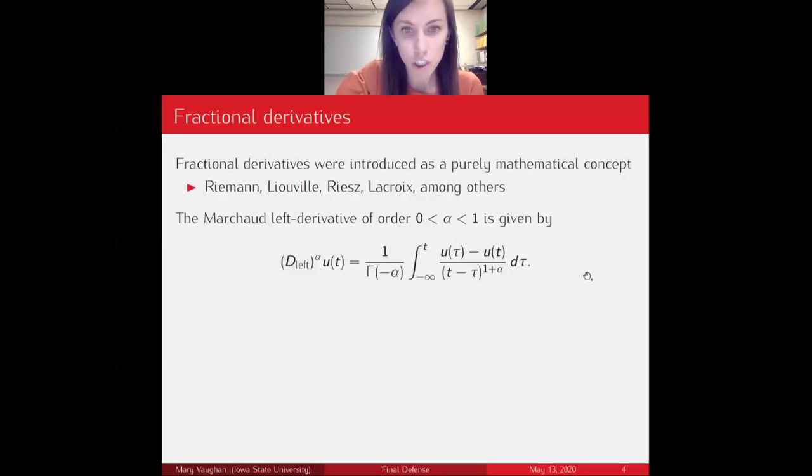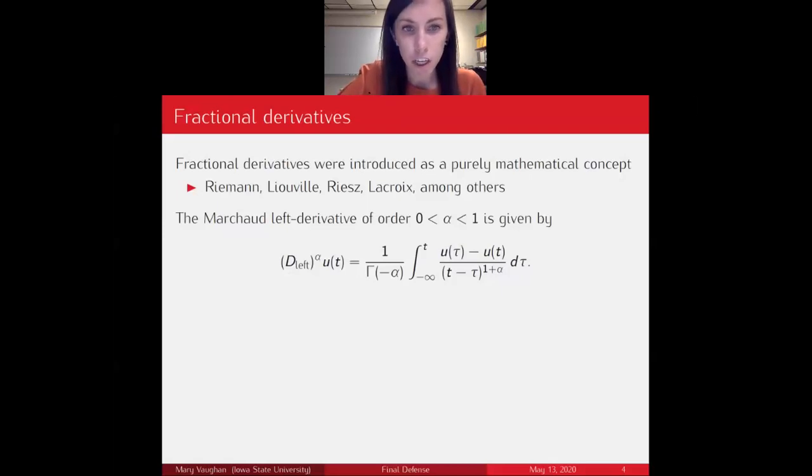A couple of things I'd like to point out about this definition is that it is both non-local and one-sided. To compute the left fractional derivative of u at t, I need to know the values of u from negative infinity to t from this integral. So we need to know the entire history, the entire past of the function u, and we need to know more than just an infinitesimal neighborhood. That's the idea of being non-local.